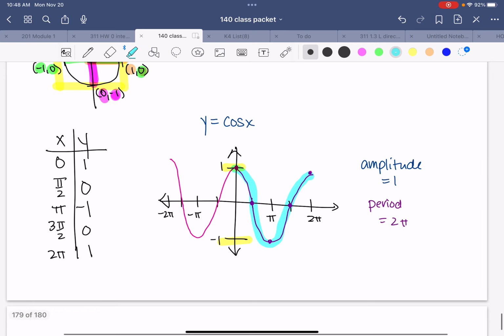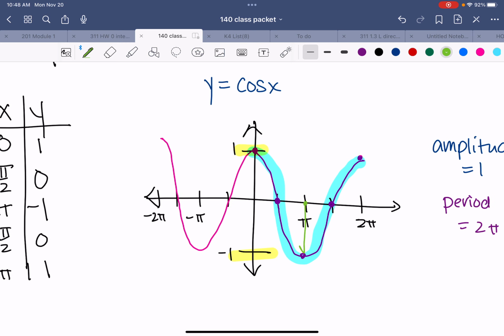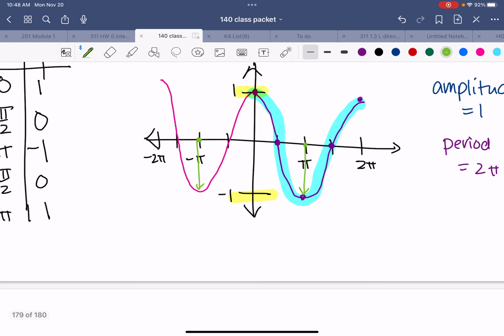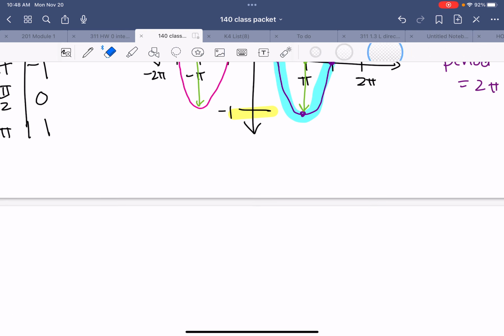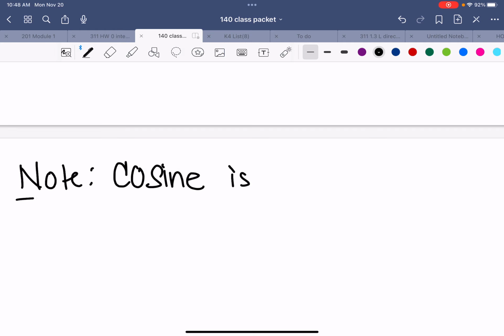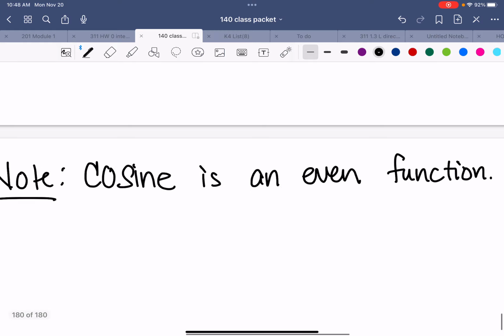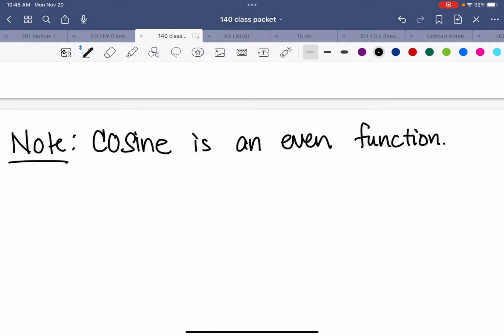Now, cosine, if I go to pi and go down, that gives me -1. And at negative pi, I actually get the same thing. It's symmetric left and right. If I were to fold it on the y-axis, I get the same exact thing. So what we say here is that, we're going to make a note, cosine is an even function, meaning it's symmetric along the y-axis. You can fold it at the y-axis and it will match up.